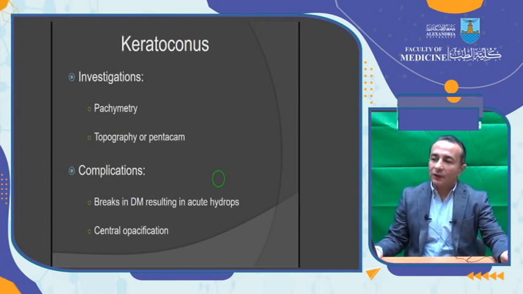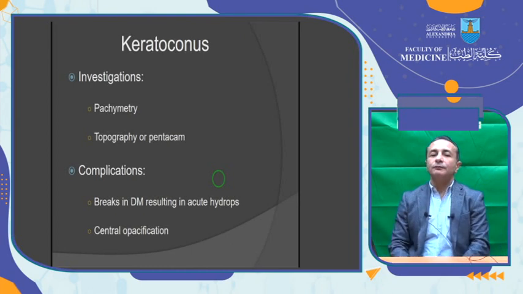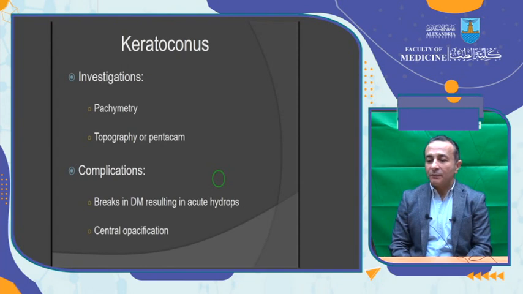So what if a case of keratoconus is left untreated? It may lead to some complications due to the progressive steepening of the cornea. This may result in breaks in Descemet membrane. As the cornea becomes steeper, the collagen fibers of the stroma can accommodate this progressive steepening, but Descemet membrane cannot do this. So breaks in Descemet membrane may result.